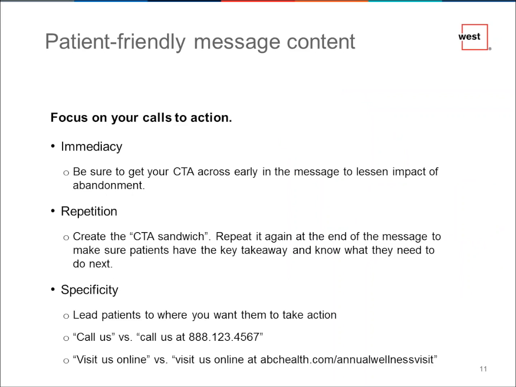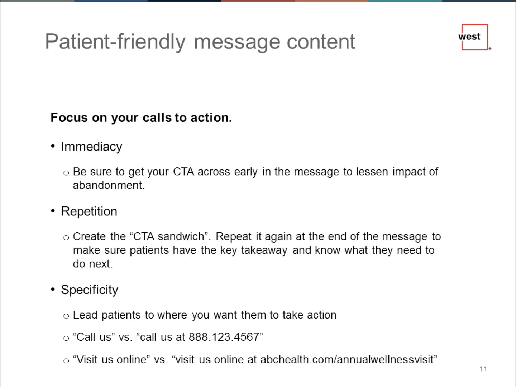The first is immediacy. Whether they're reading a postcard or an email, listening to a phone message or whatever, it's important to get that call to action worked in early in the message. You're always going to have a certain portion of your targeted patients who abandon that message. That's just unavoidable. So by getting the call to action in there in the beginning, you'll at least make sure they get that piece of it.